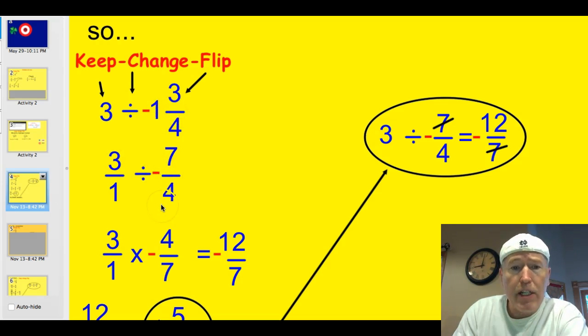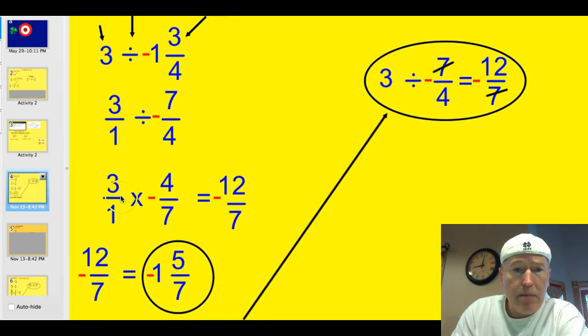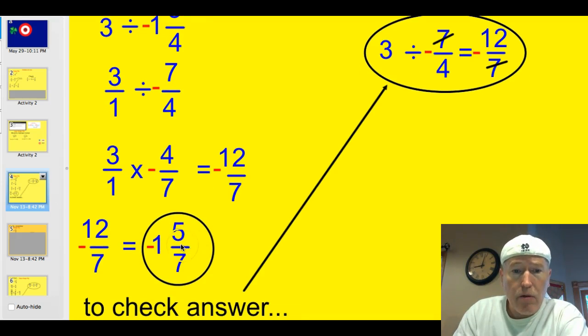So now I'm ready to keep change flip. I've renamed. Okay, so I keep this one the same. I change the sign, and I flip negative 7/4 to negative 4/7. I can multiply straight across. I've got negative 12/7, which I can change to negative 1 5/7.